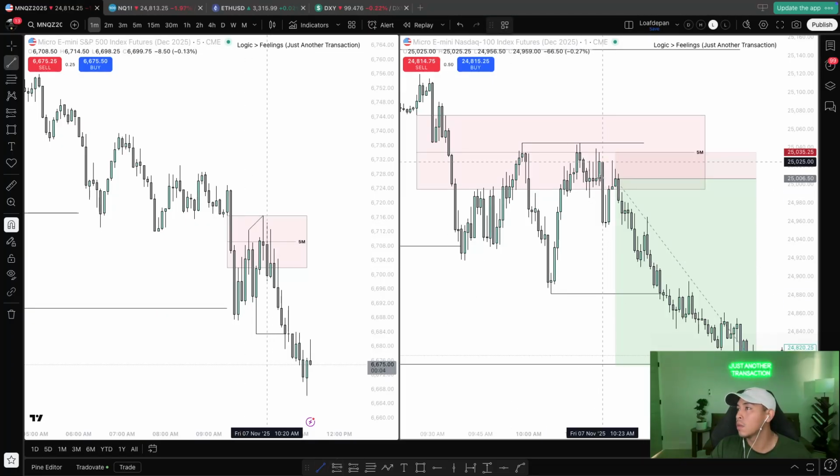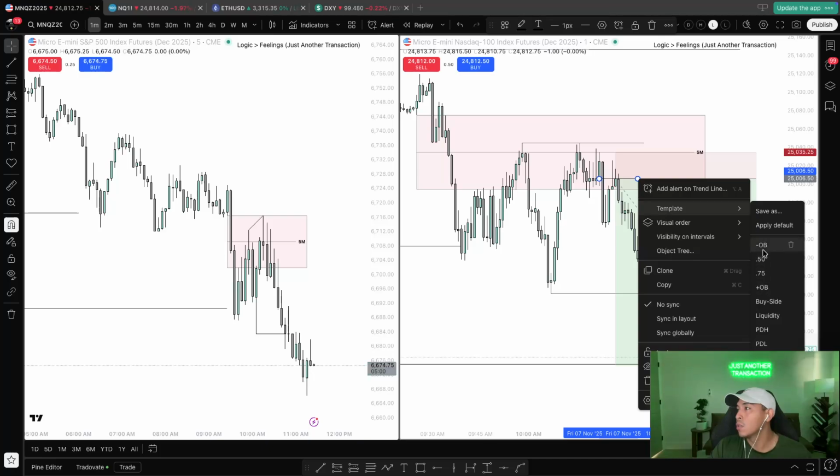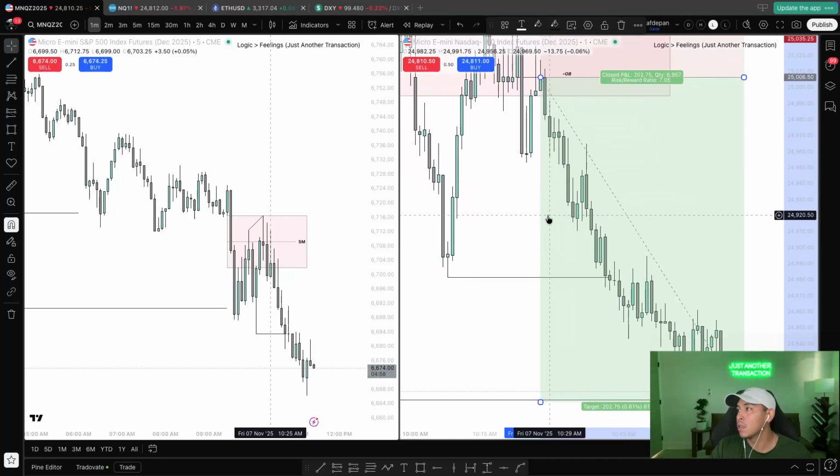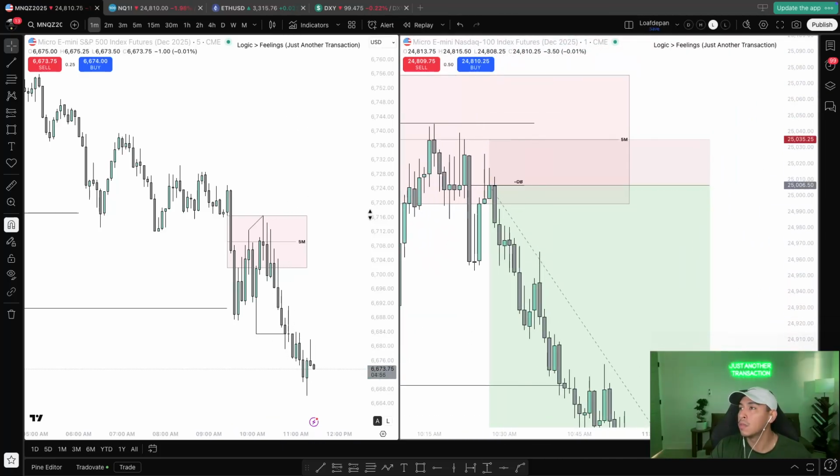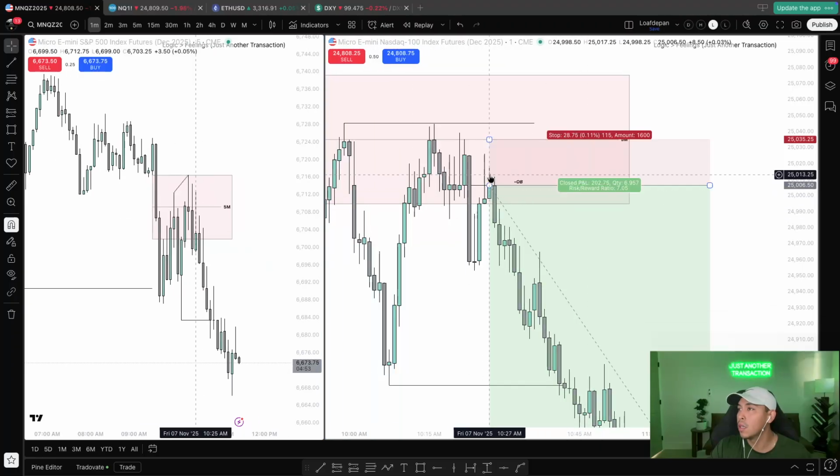At this point, my attention went to here as soon as we reached that point. Notice how we respect this bearish order block here. I'll zoom in to make it easier on the visibility. We respect the order block here and we immediately displace.